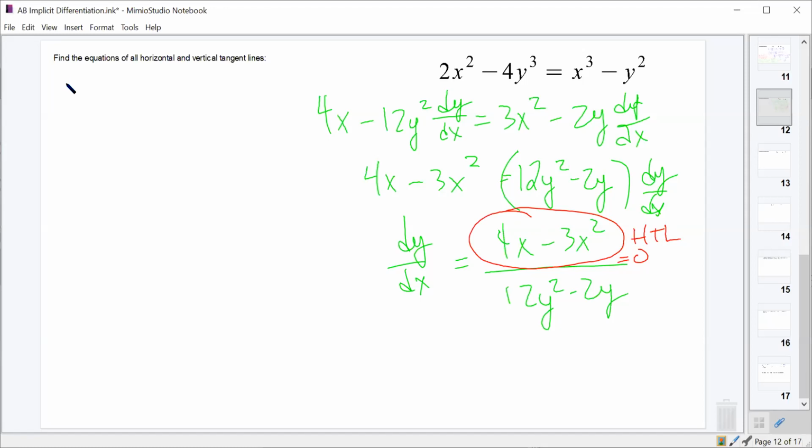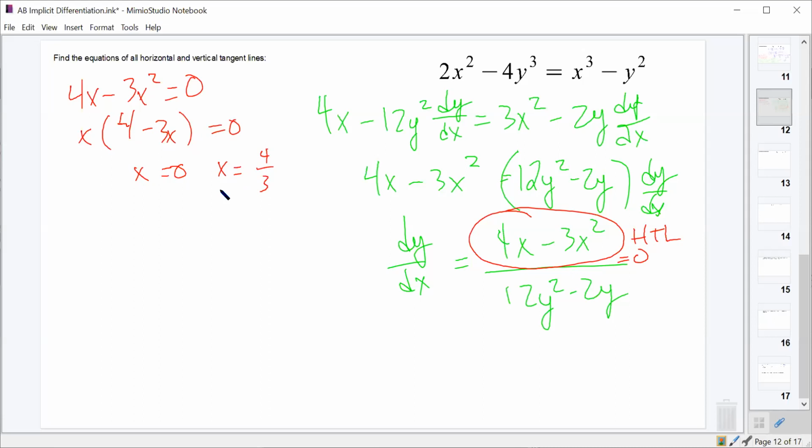Okay. So we got 4x minus 3x squared equals 0. We can factor an x out of that, so x times 4 minus 3x equals 0. And so one place where this occurs is at x equals 0, and another place is at x equals 4/3. Good with that?